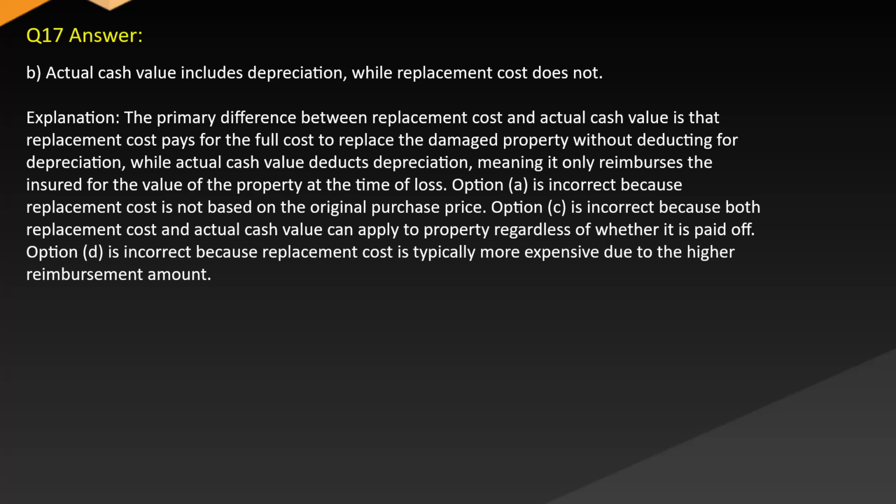Option A is incorrect because replacement cost is not based on the original purchase price. Option C is incorrect because both replacement cost and actual cash value apply to property regardless of whether it is paid off. Option D is incorrect because replacement cost is typically more expensive due to the higher reimbursement amount.